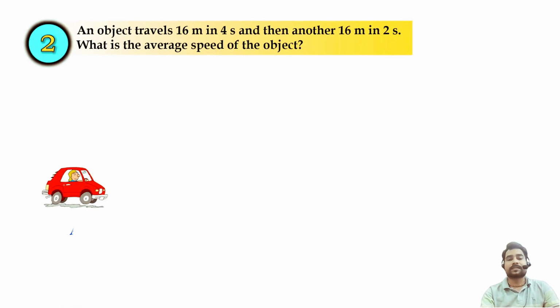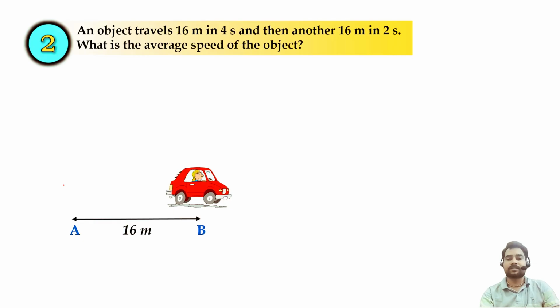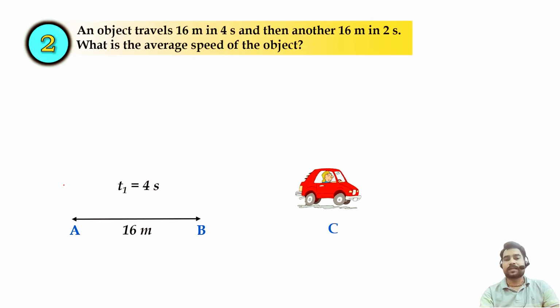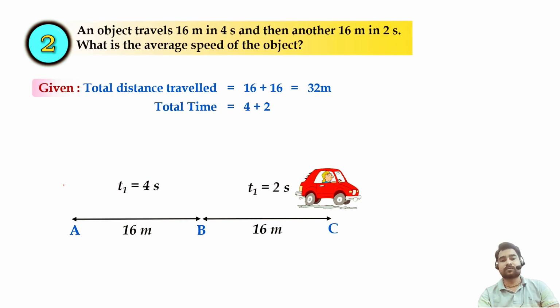So here, let's suppose there is a point A and the object covers 16 meter and reaches point B in 4 seconds. And from B to C, the object covers another 16 meter in 2 seconds. Now, the average speed I need to determine. Total distance traveled is 16 plus 16, 32 meter. Total time is going to be 4 plus 2, which means 6 seconds.